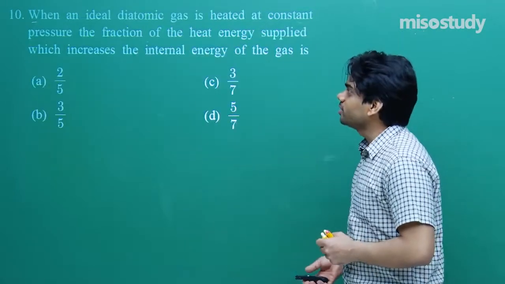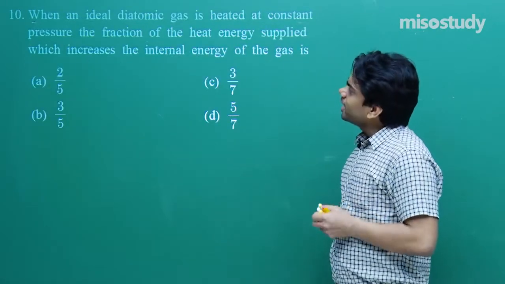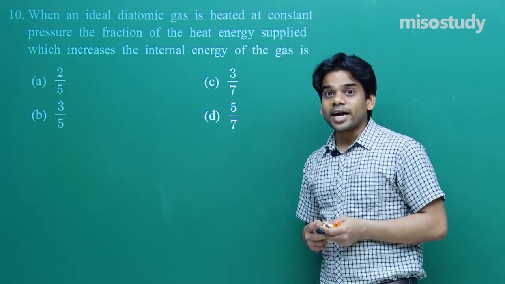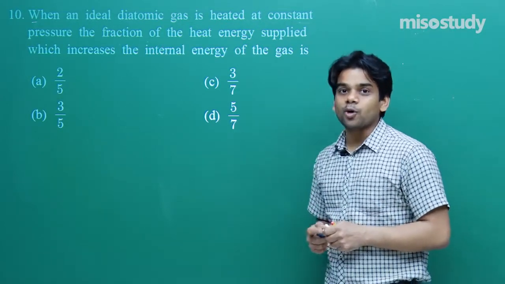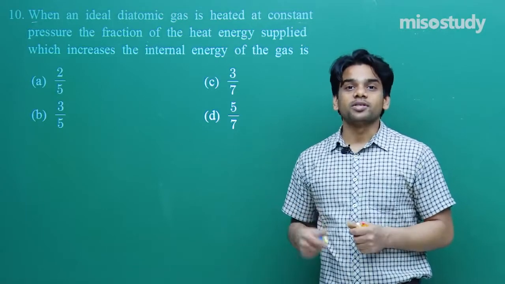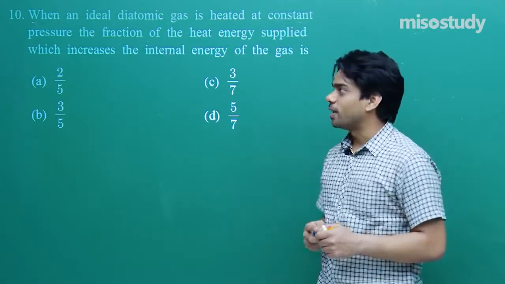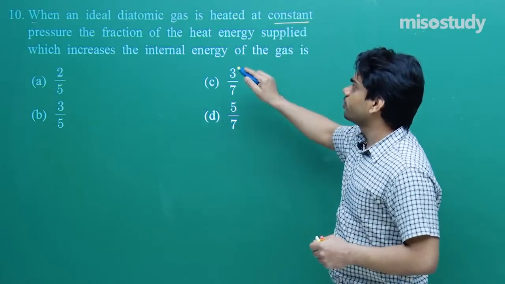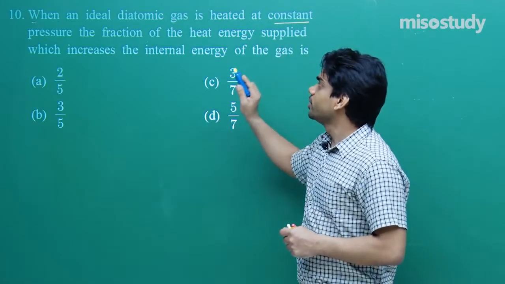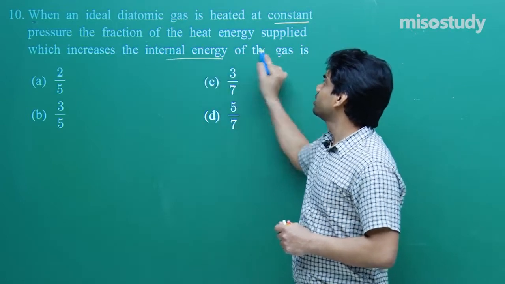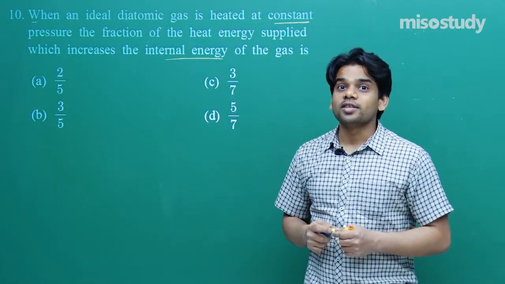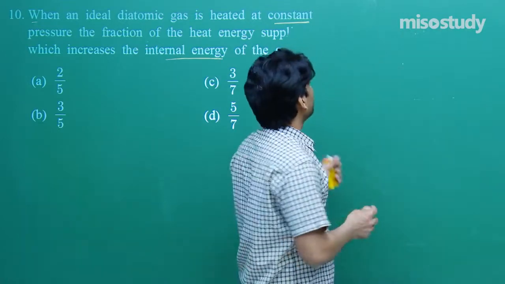Let's go with question number 10. When an ideal diatomic gas is heated at constant pressure, ideal diatomic, again diatomic gas, so you can make out what things you should actually remember: Cp, Cv and the value of gamma. Let's see whether we need all that or not. Is heated at constant pressure, the fraction of the heat energy supplied which increases the internal energy of the gas. We need to find out what fraction of heat energy supplied increases the internal energy of the gas.